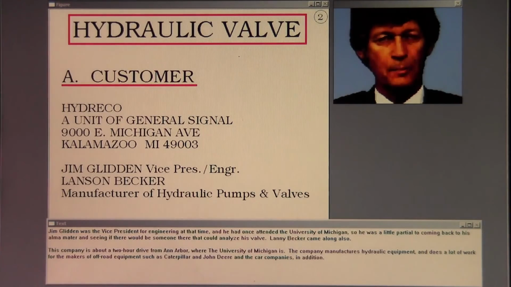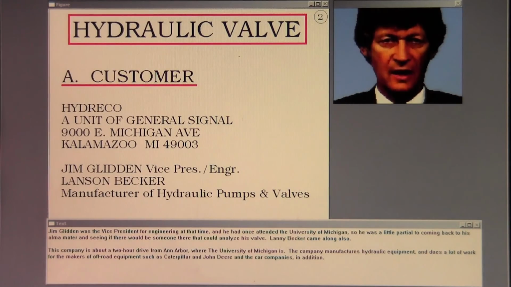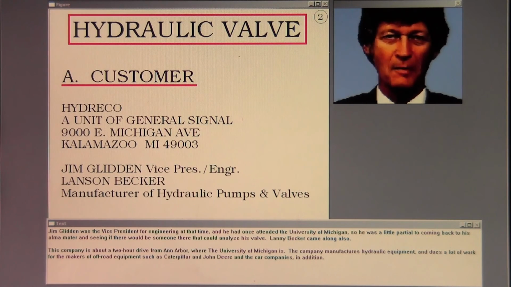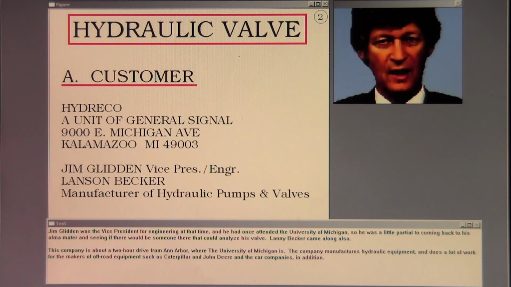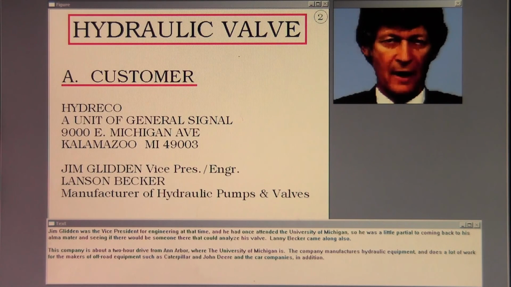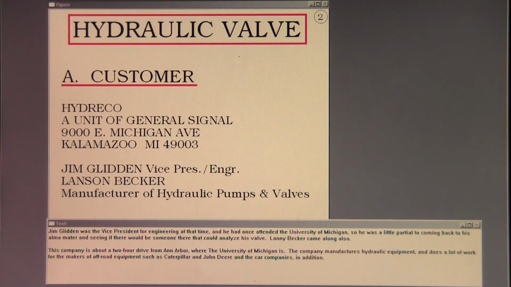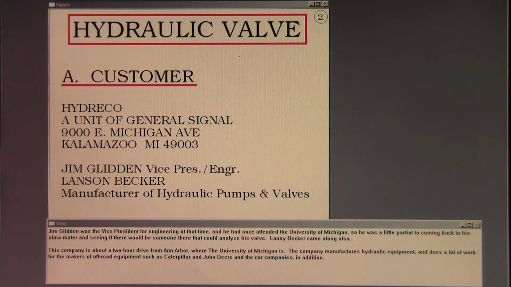Jim Glidden was a vice president for engineering at that time, and he had once attended the University of Michigan, so he was a little partial to coming back to his alma mater and seeing if there would be someone there that could analyze his valve. Lanny Becker came along also. This company is about a 2-hour drive from Ann Arbor, where the University of Michigan is. The company manufactures hydraulic equipment and does a lot of work for the makers of off-road equipment such as Caterpillar and John Deere and the car companies in addition.